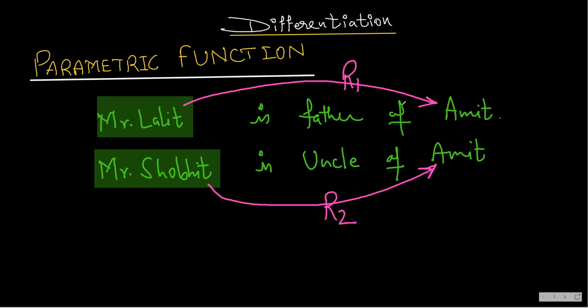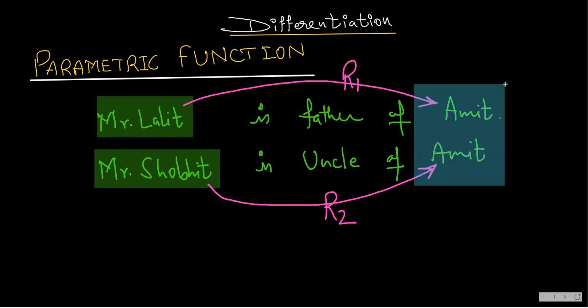So when Mr. Lalit is related to Amit and Mr. Shobhit is also related to Amit, Amit becomes a common parameter. It is known as a common parameter. See, this is the meaning of parameter. Then Amit becomes a common parameter amongst these two. Between them, Amit is a common parameter.